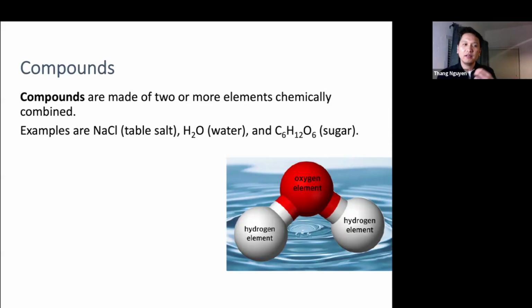Compounds are made of two or more elements. We just talked about elements. When there are two or more of them chemically combined, we call that a compound. Some examples of compounds: sodium and chloride can combine to form table salt. Hydrogen and oxygen can combine 2-to-1 to form water. It's not only a compound, but it's a molecule. We'll talk about that in a later lecture too. And if you have, for example, 6 carbons, 12 hydrogens, 6 oxygens combined in a certain way, we call that a sugar molecule or a sugar compound. So compounds versus elements, they're both pure substances. It's just that a compound has different elements in it rather than just one element.